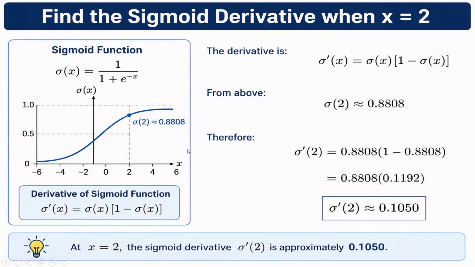Now next is to find out the sigmoid derivative for x is equal to 2. So this is the example. First of all we calculate σ(2). So σ(2) is 0.8808. It is calculated using this formula: σ(x) is equal to 1 upon 1 plus e raised to minus x. And then the derivative is calculated: σ'(2) is equal to σ(2) into 1 minus σ(2). If you substitute the values, you will get σ'(2) is equal to 0.1050. So this is how the sigmoid derivative for x is equal to 2 is calculated.